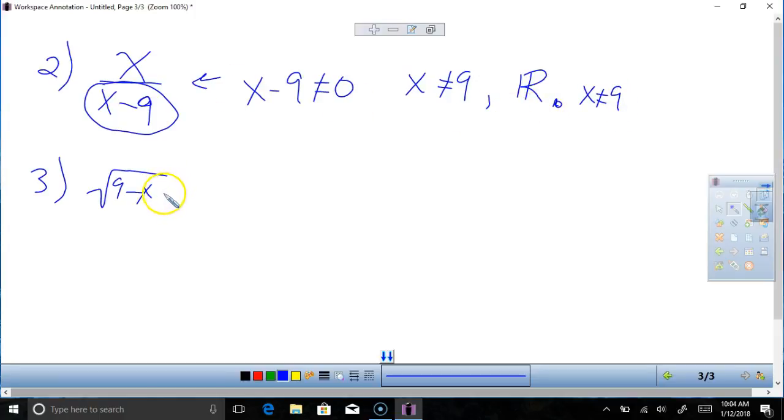Now for this one, number 3, we can't take the square root of a negative, right? So I set this greater than or equal to 0, because it can be 0. I add x over. So my domain is 9 is greater than or equal to x. Alright? So far so good.